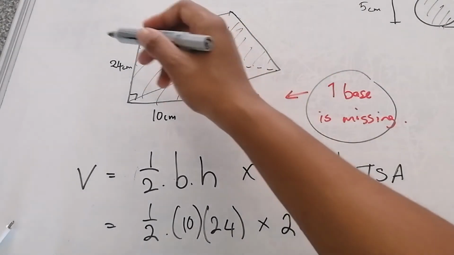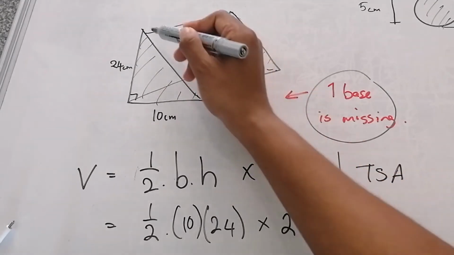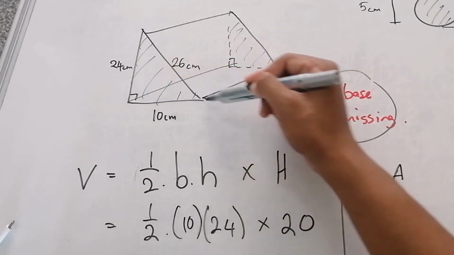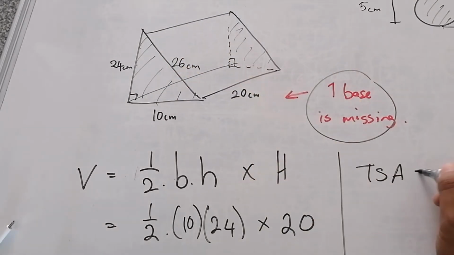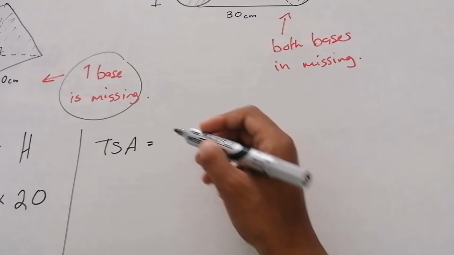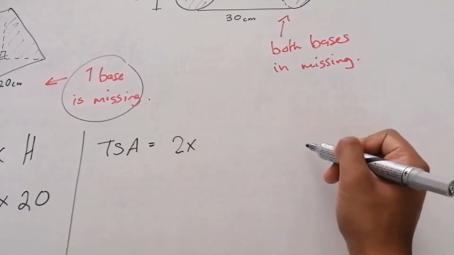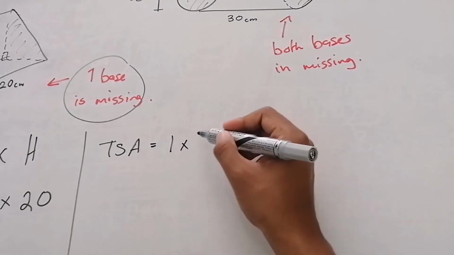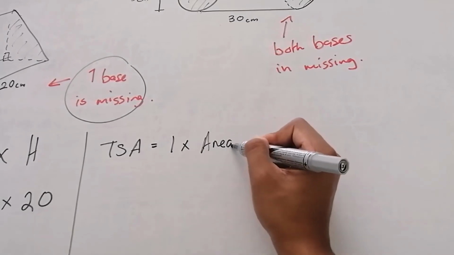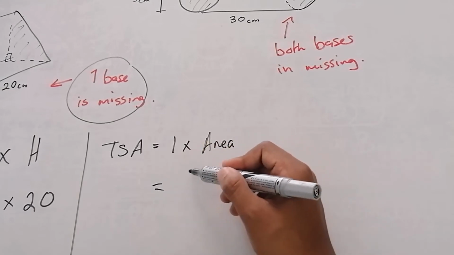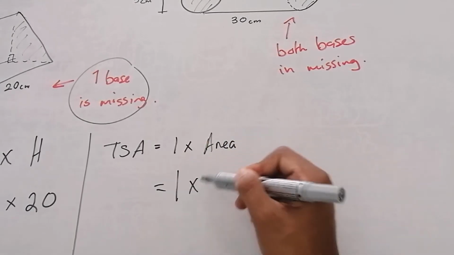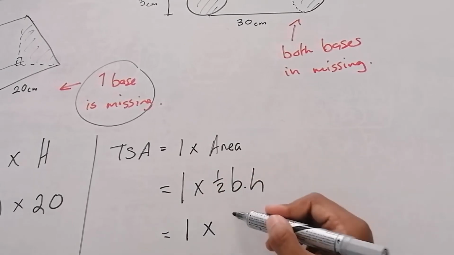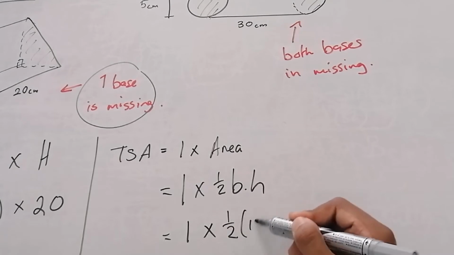Okay, now if you do Pythagoras, you can work out that this length here is 26. Now the reason that is important is because I need to know the perimeter of the base. Okay, so let's use our formula. So now I'm not going to say 2 multiplied by the area of the base because I only have one base. So I'm just going to say 1 multiplied by the area of the base. And so the area of our base is half base times height, which in our case is 10 and 24.